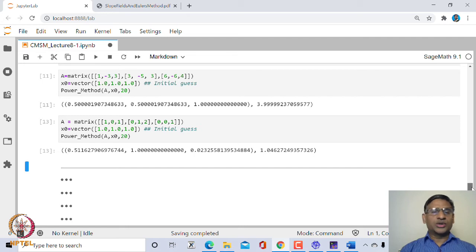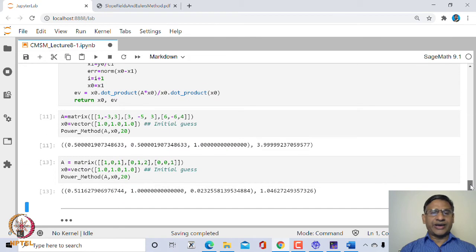So, this is how you compute the dominant eigenvalue and corresponding eigenvector using the power method. And as I said, the dominant eigenvalue of a matrix has several applications, including Google search, and even Twitter uses this, and several other algorithms in machine learning like dimensionality reduction, etc.